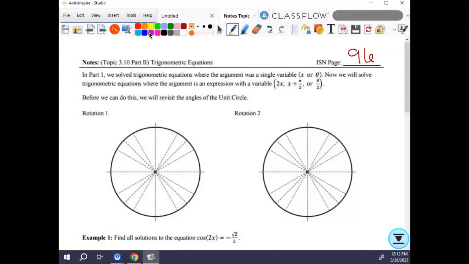Focus up here. All right, so in part one, we solved trigonometric equations where the argument was a single variable, like x or theta. The argument is what we're taking the sine, cosine, or tangent of, like sine of 2/3. 2/3 would be the argument.